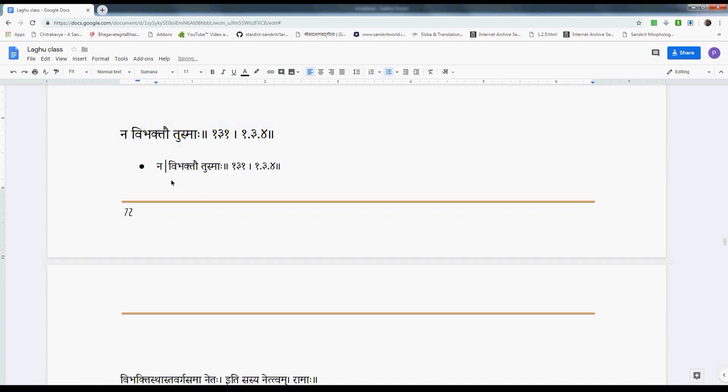Na is some negation, na avyaya. Vibhaktau is saptami ekavachana: in a vibhakti what? Tusmaha. Tusma is plural. I'm not solving samasas, but tu is ta varga. I'll just separate the letters. Tusma is what? Sakara and Makara. This is a plural. If it is a plural like Ramaha, Ramaha plural, then you will get Ma.